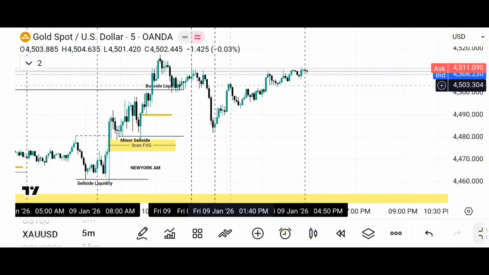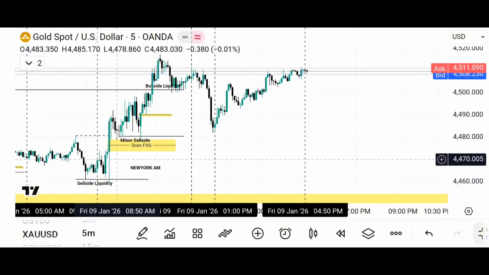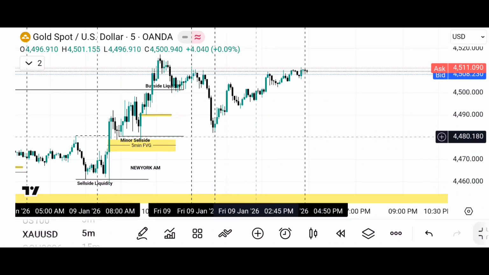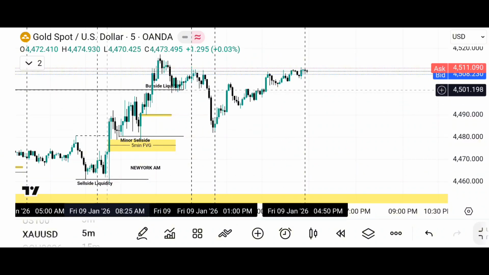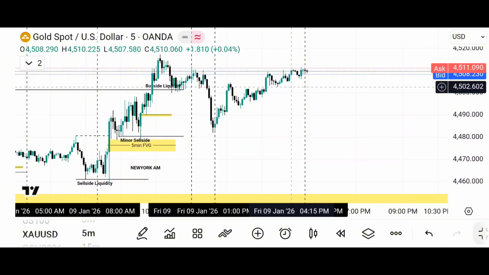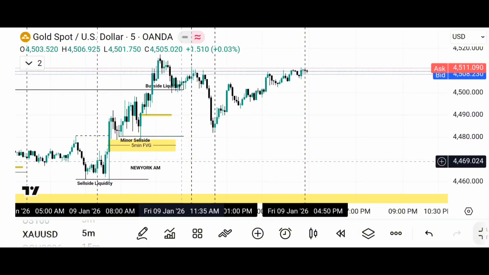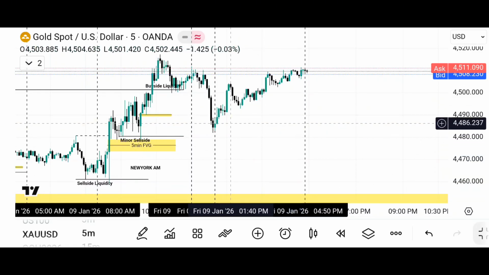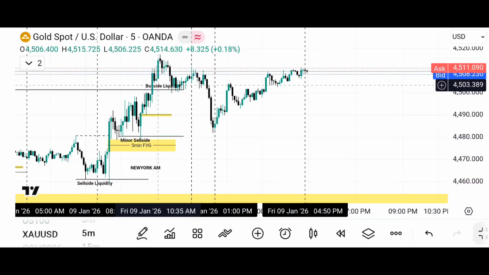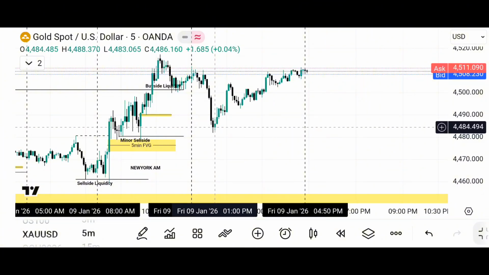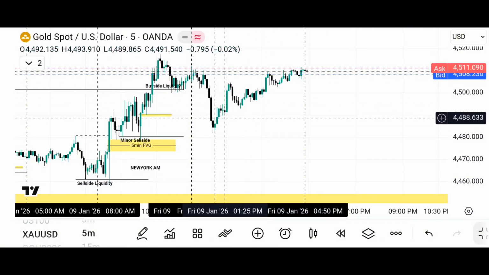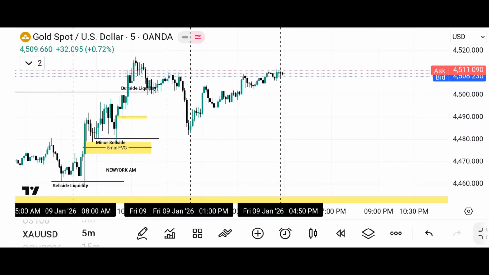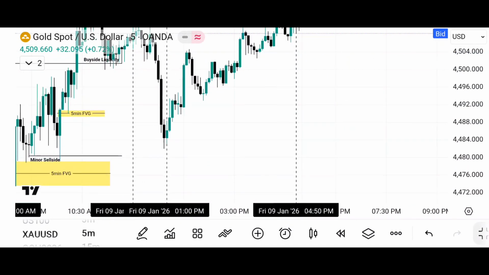There was a continuation. But sometimes when price is bullish at the New York AM session, it tends to be bearish at the New York PM session. And sometimes when price is bearish here, it tends to be bullish here. Sometimes when price is bearish at the New York AM session, there will be a continuation of the bearishness in price. And in this case, price was bullish here, and in the New York PM session, there was a continuation, not that strong of a movement upward, but a continuation upward.